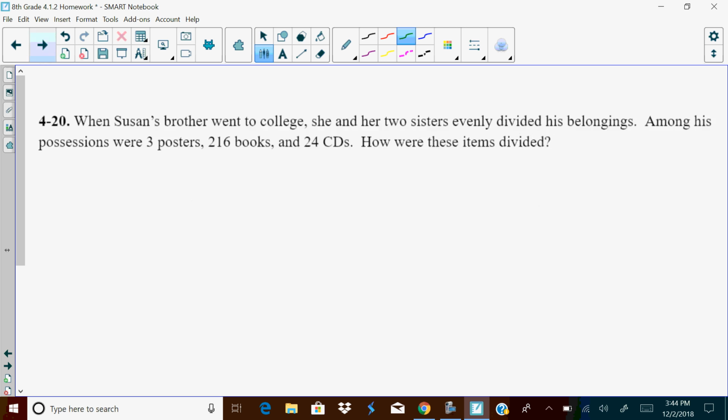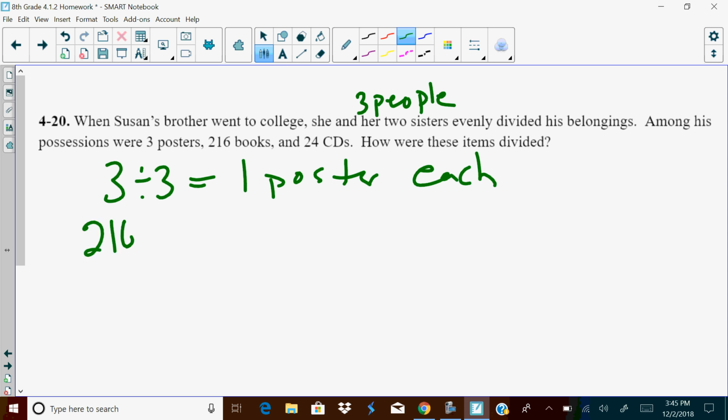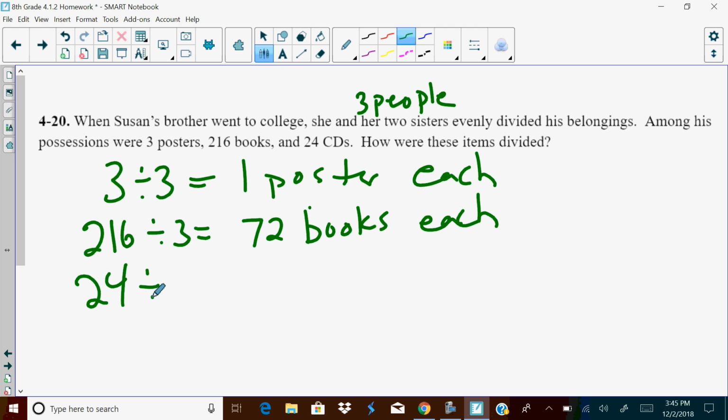Problem number 20, when Susan's brother went to college, she and her 2 sisters, so that's a total of 3 people, evenly divided his belongings. Among possessions were 3 posters, 216 books, and 24 CDs. How were these items divided? So 3 divided by 3 is 1, so 1 poster each. 216 divided by 3 is going to be 72, so 72 books each. And 24 divided by 3 is 8, so 8 CDs each.